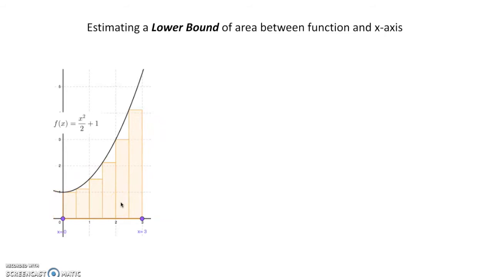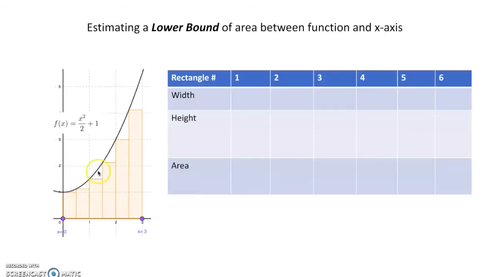I think the best way to do that is to organize things in a table. That's how I like it anyway. I think it just helps keep everything organized. So that's what we're going to do here. So to find the area of a rectangle, you need to know the width and the height. So in my table, I have 6 columns because we've got 6 rectangles, and we're going to find the width of each rectangle, the height of each rectangle, and then multiply those two values to find the area.